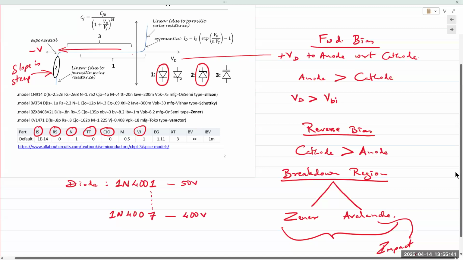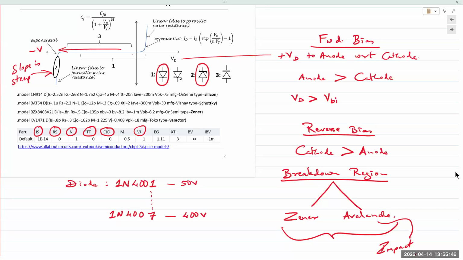And then the diode that we've already used for lab 1 and lab 2, the Schottky diode.